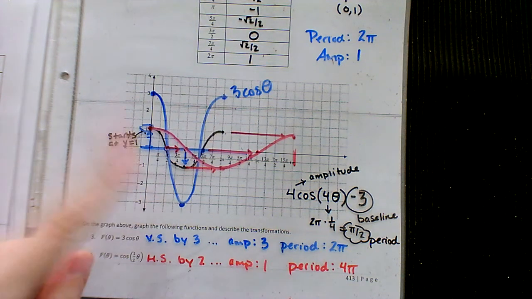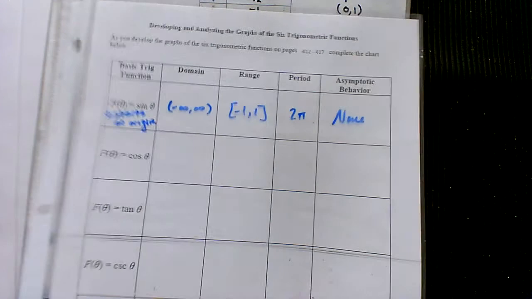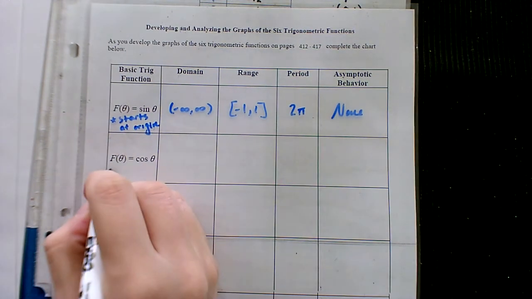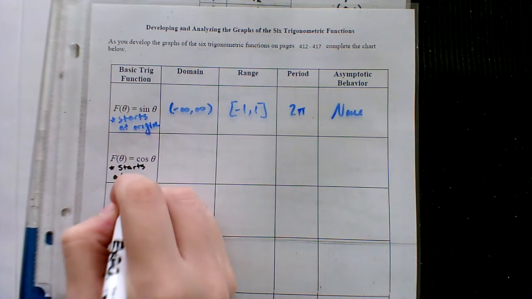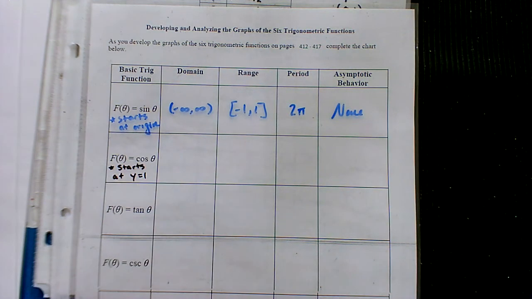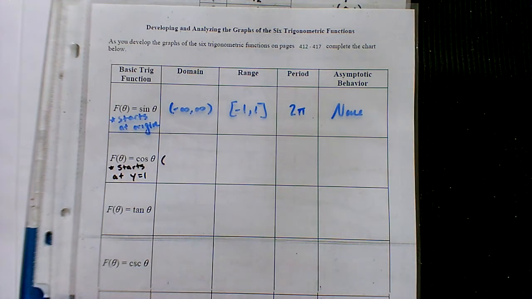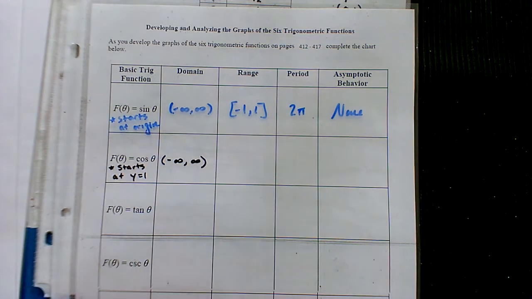So let's go ahead and take this cosine information that we just discussed, and on page 411, we'll fill in the table for cosine. So we said that cosine starts at the y value of 1. Cosine is a wave, so if you continue it forever to the left and forever to the right, it would have a domain of all real numbers.